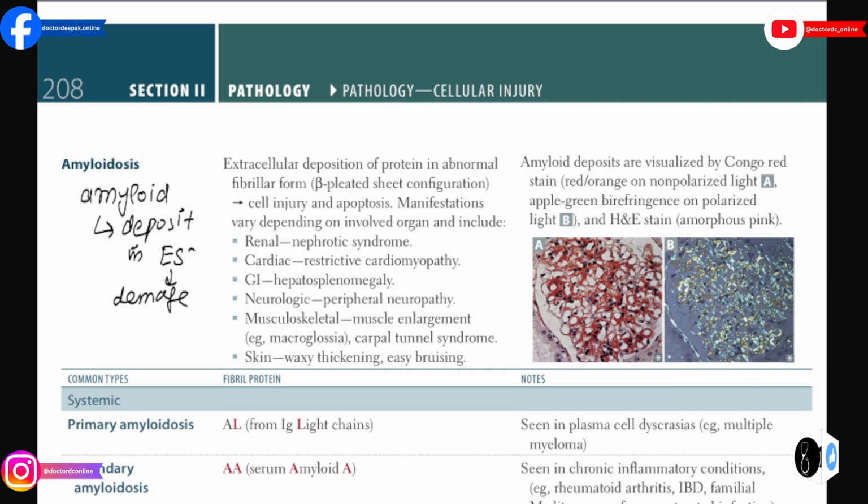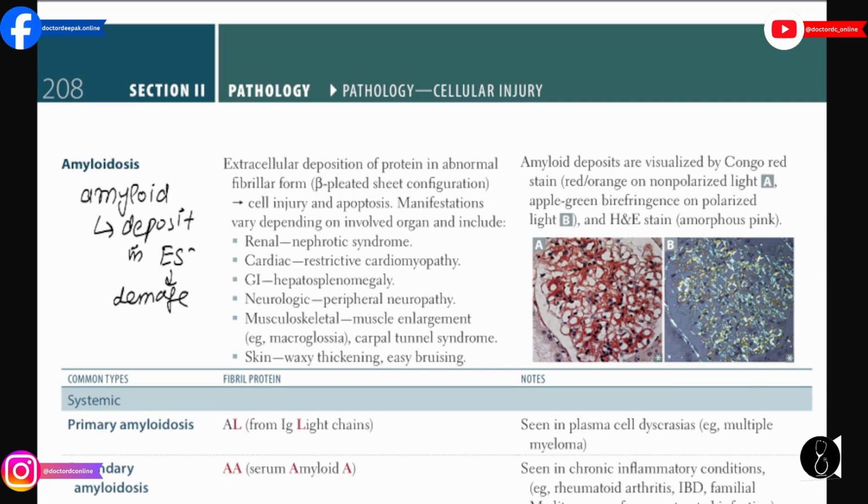First of all, you have to understand what amyloid is. Amyloid is a misfolded protein that deposits in the extracellular space, and when it is deposited there, it is going to damage the tissue. Then you have to keep this in mind: in amyloid, there is not one single protein. Multiple proteins can deposit as amyloid, and when these proteins deposit in our extracellular space, their configuration is abnormal. It is in the form of a beta pleated sheet.